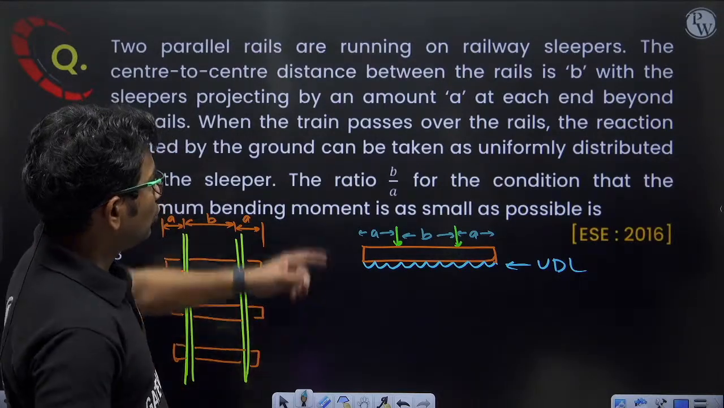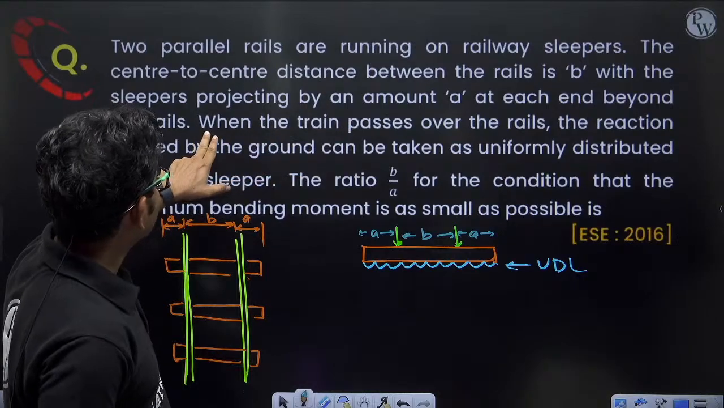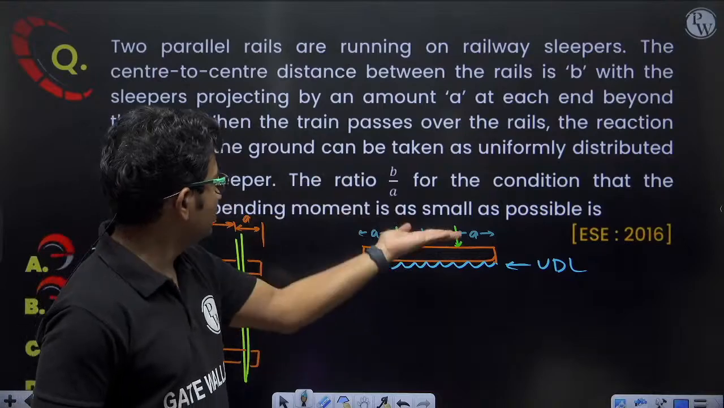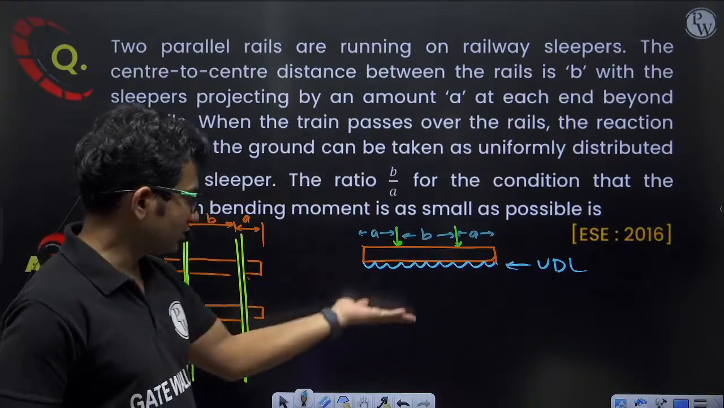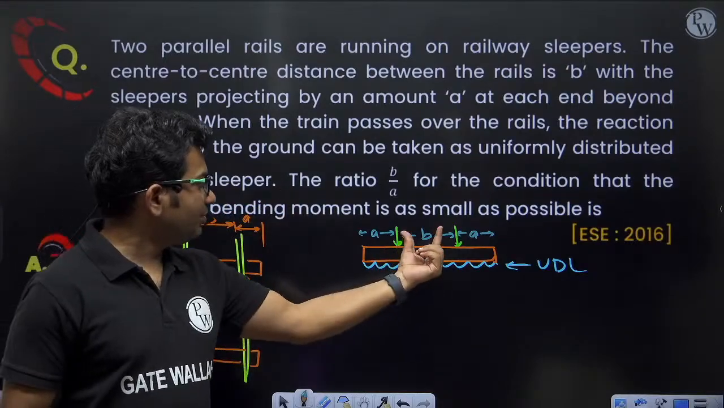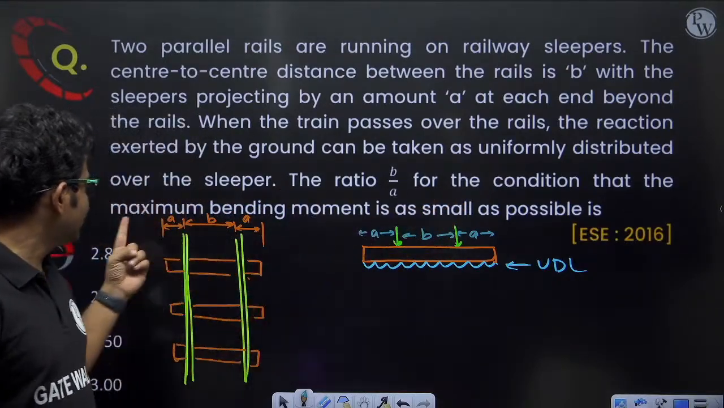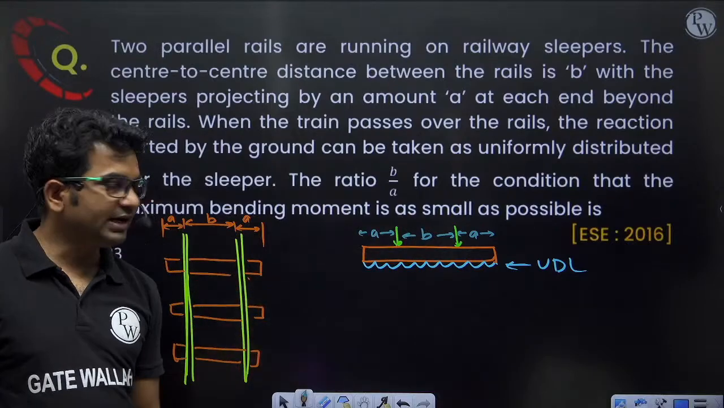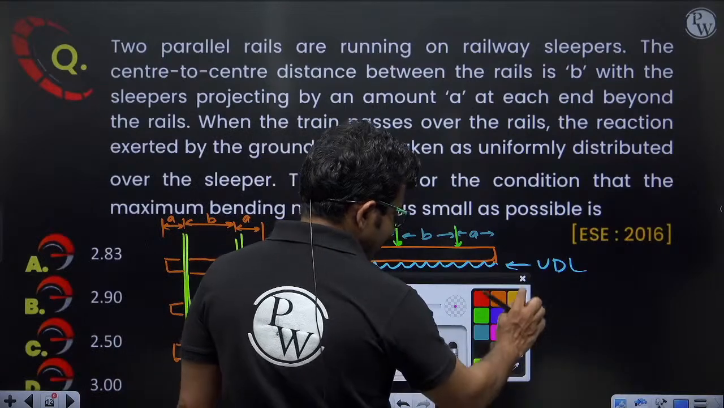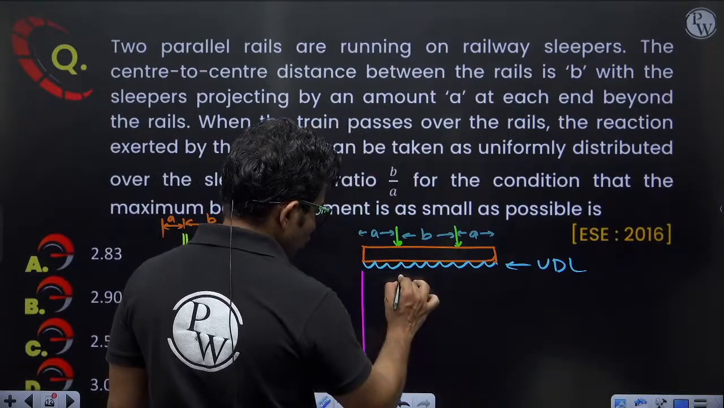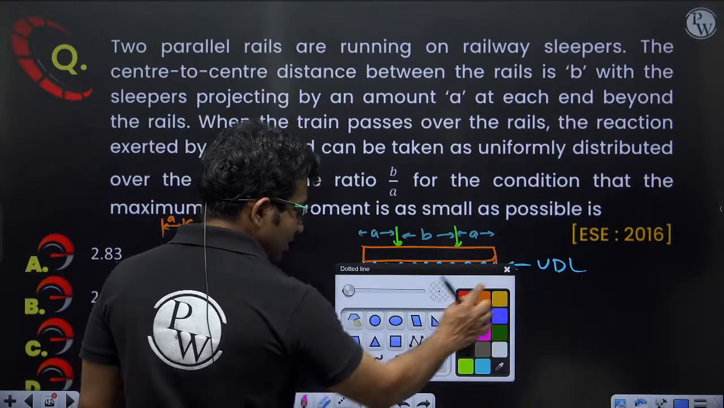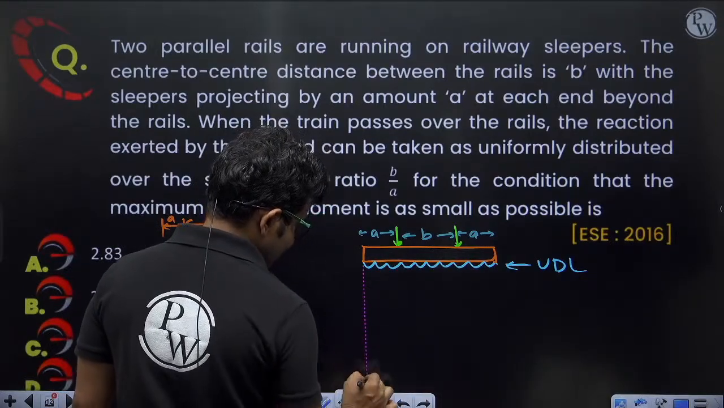So, further, what is asked? When the train passes over the rails, the reaction exerted by the ground can be taken as uniformly distributed over the sleeper. The ratio B by A is asked for the condition that the maximum bending moment is as small as possible. So if I draw the bending moment diagram, how will it look?